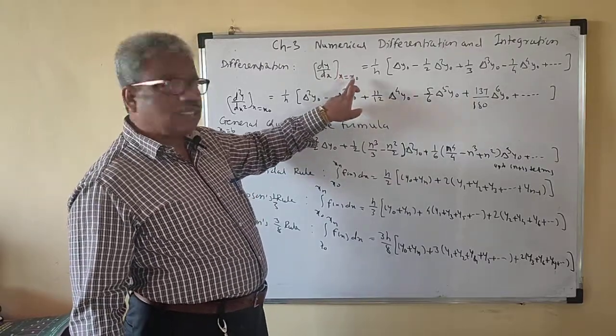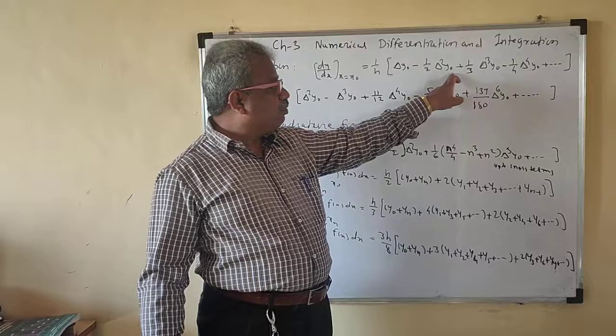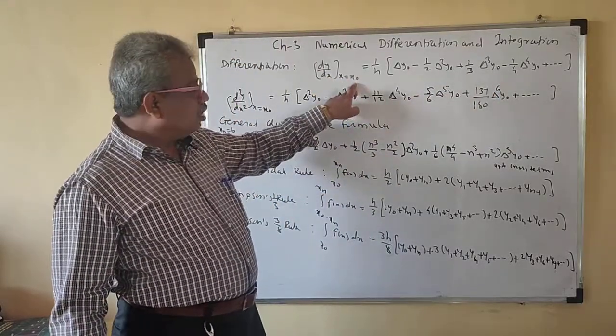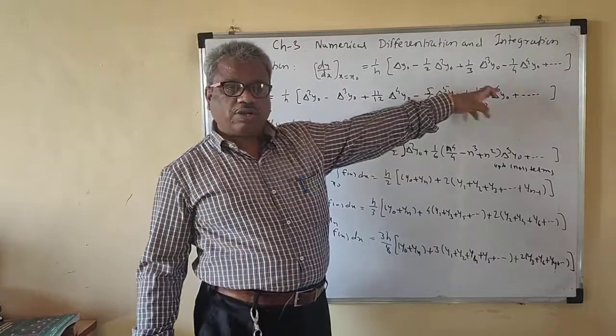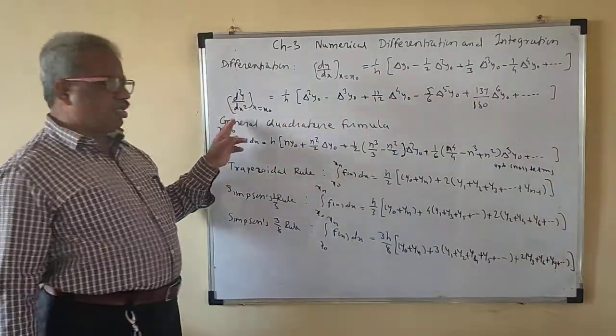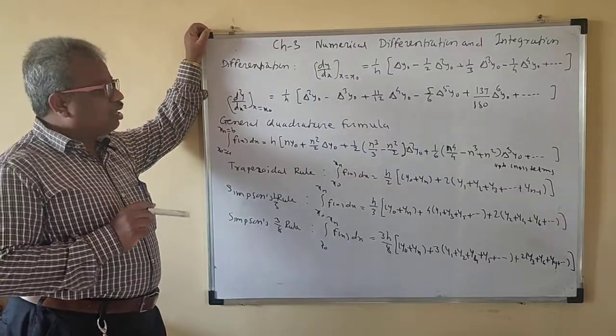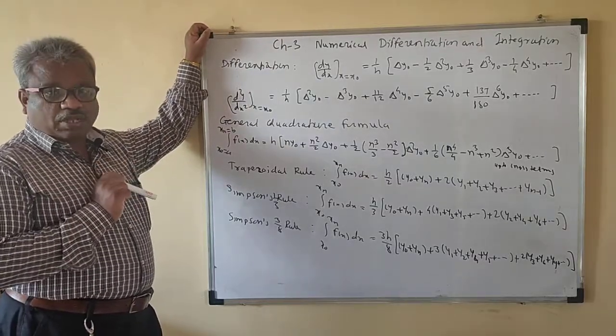If you want x is equal to x1, then we use the forward differences at y1. If it is x2, then we use the forward differences at y2, and so on. The same thing applies for the second derivative also. So you should remember the formula to solve the problems. We need the formula.